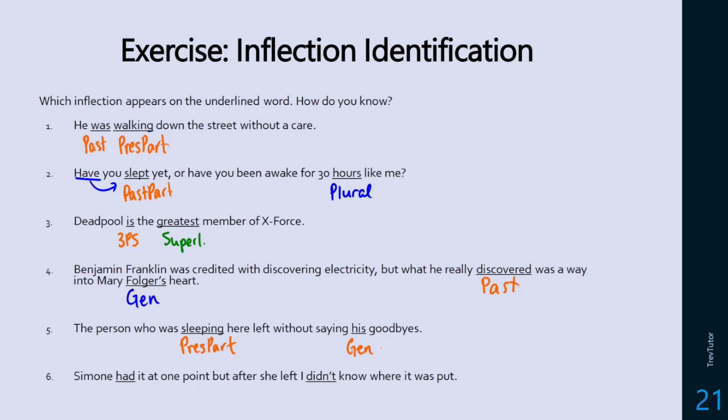Someone had it at one point, but after she left, I didn't know where to put it. So had is going to be past tense. And what about didn't? Let me just put this gen in blue. But after she left, I didn't know where to put it. So I did, this is also past tense. Hopefully you're able to figure out these inflections. Again, these are not word categories. These are just parts of words or meanings in words that are inherent due to grammatical properties.